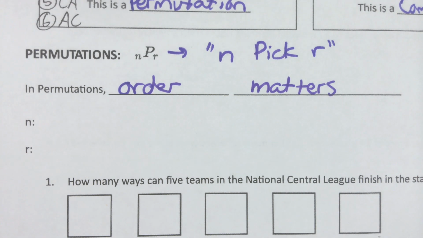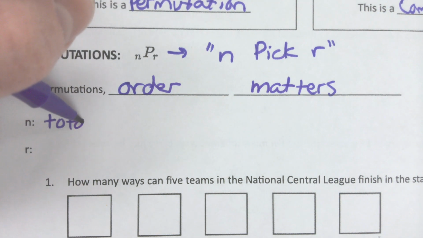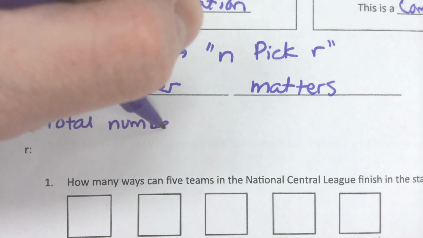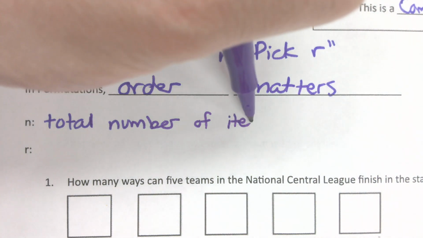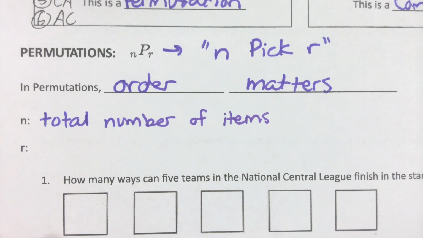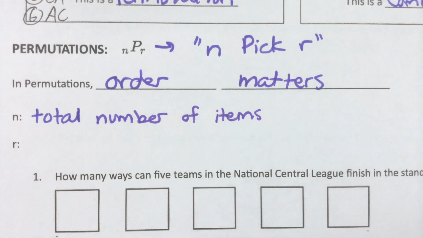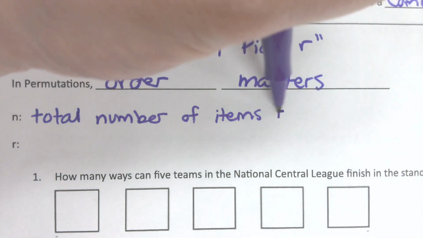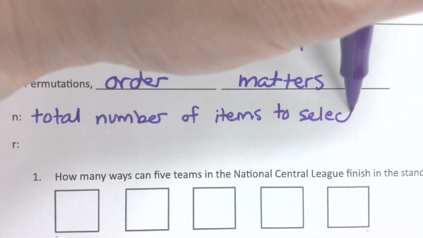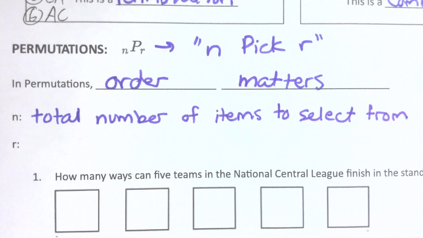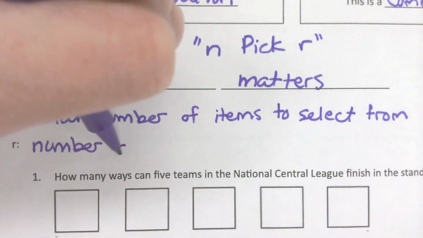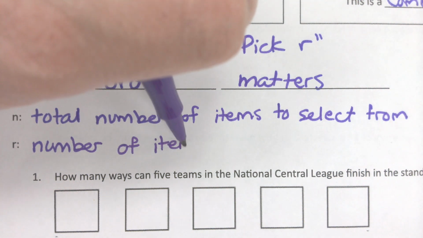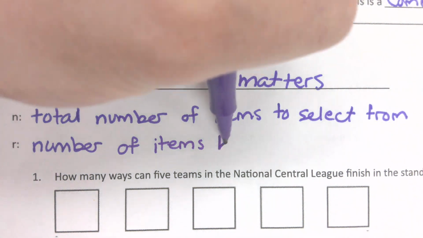n and r. n is the total number of items. And in the problem, it could be people, it could be things, it could be animals, so items is just a general term. Total number of items to select from. r is the number of items being selected.